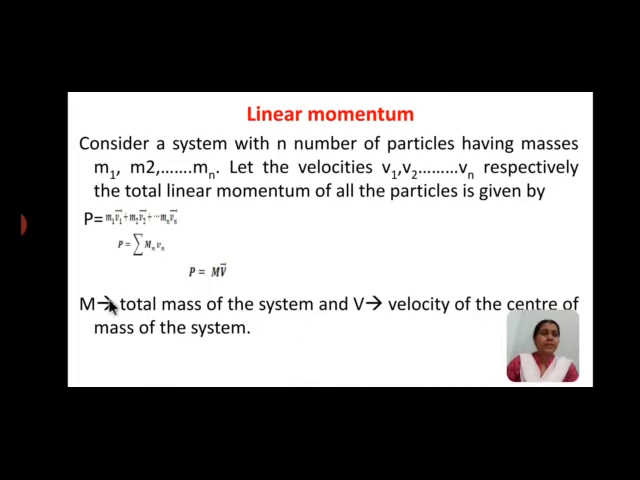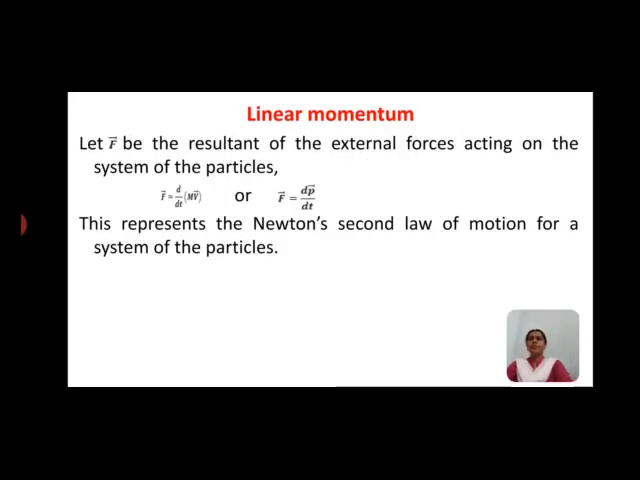How? Capital M is nothing but the combination of small m1, small m2, small m3 and so on. So, capital M is m1 plus m2 plus m3, and capital V is the velocity of the center of mass of the system. Thus, the total momentum of the system of particles is equivalent to the momentum of the center of mass of the system.